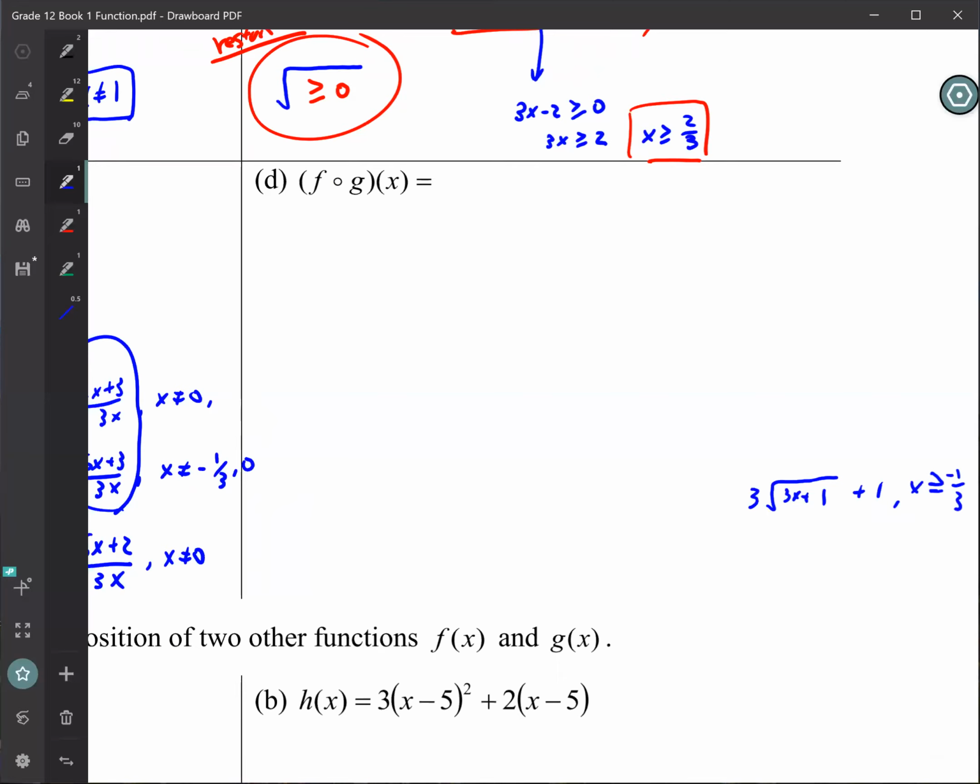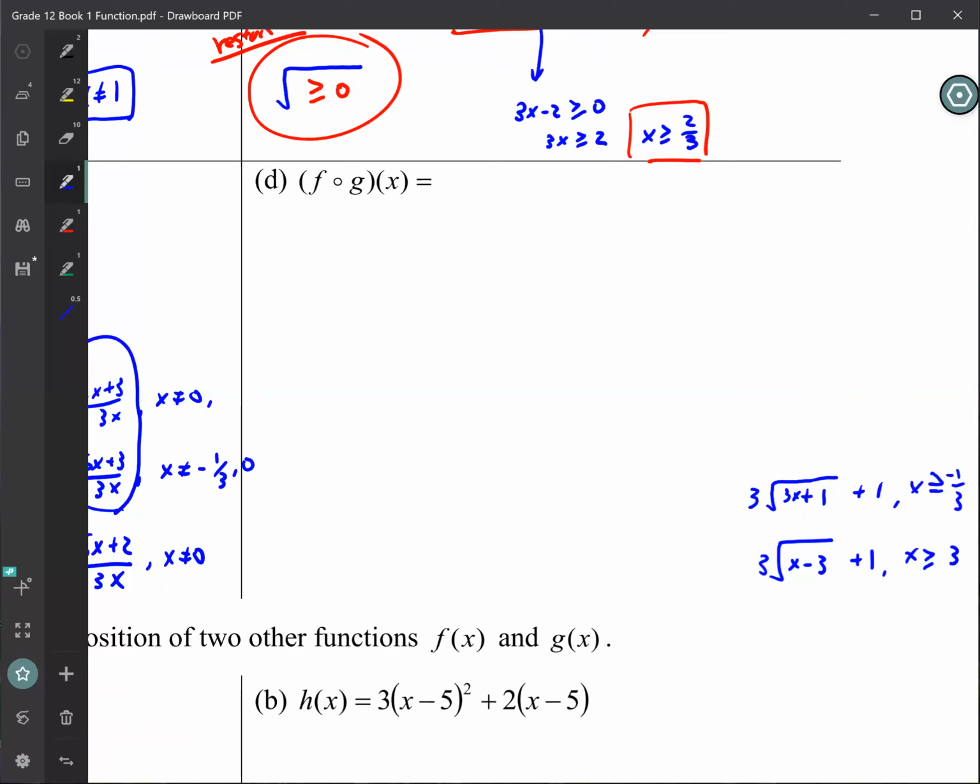All right. And Eric, what about you? I got 3 times square root x minus 3, and then plus 1. And restriction x is greater than or equal to 3. Okay.